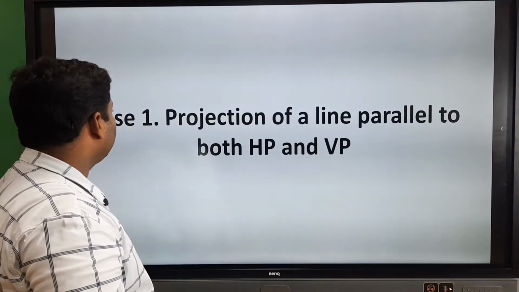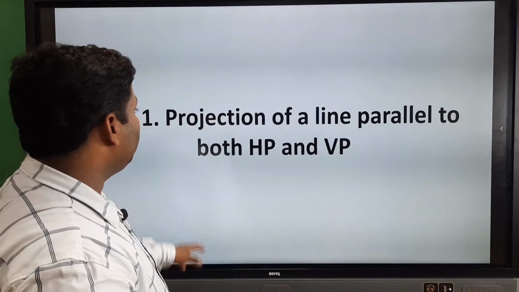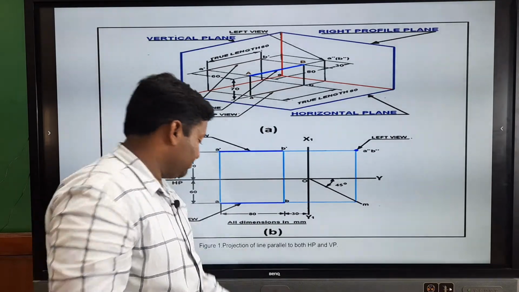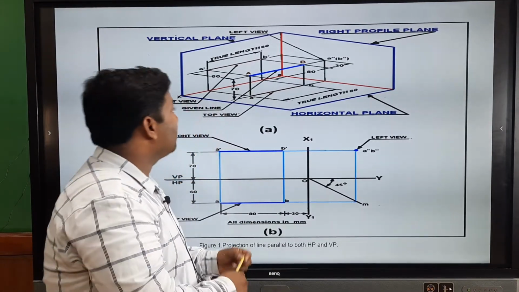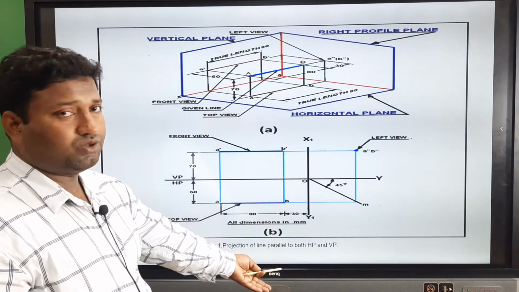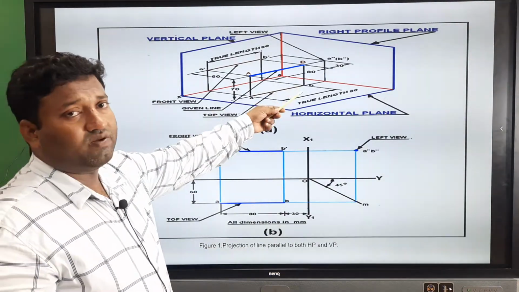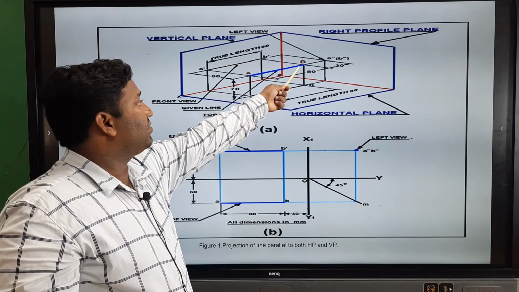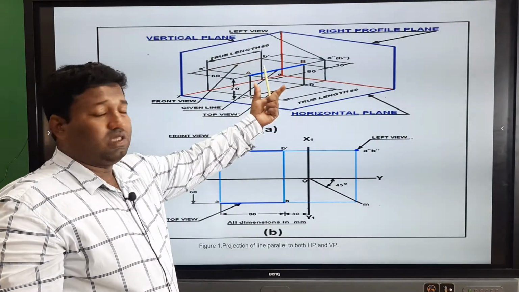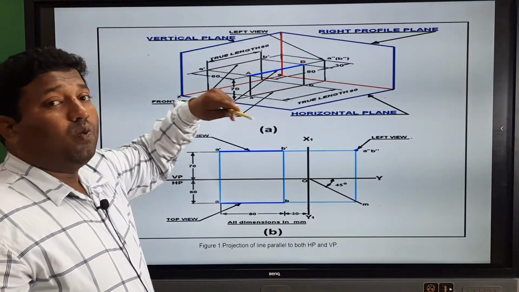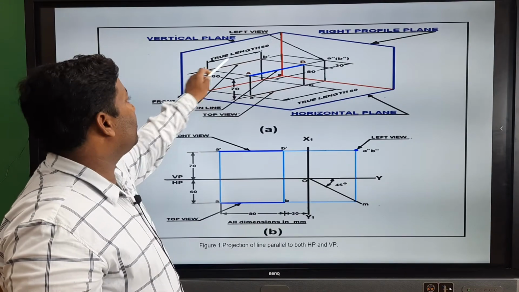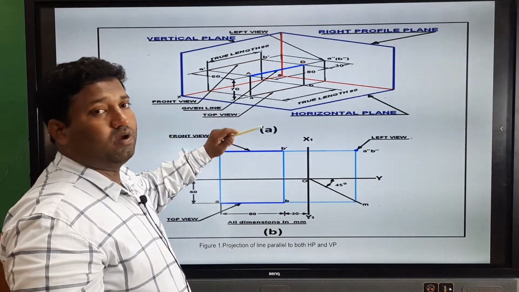The next thing: projection of a line parallel to both HP and VP. In this, if you see the blue color line AB, just now I showed you, the line is parallel to both reference planes. The capital A and capital B are the actual letters given to the length, that is the real one. But when we project it, how does it appear? The true length of this AB appears here as A complement, B complement, the brown one, from the front view.